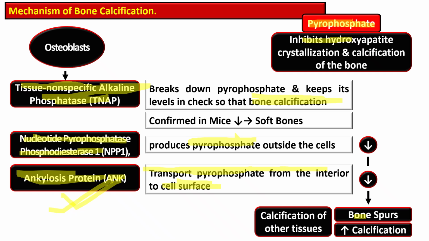So once PPi is broken down by TNAP, or tissue non-specific alkaline phosphatase, calcium salt can crystallize along the collagen fiber to form hydroxyapatite, the hardened structure of the bone.